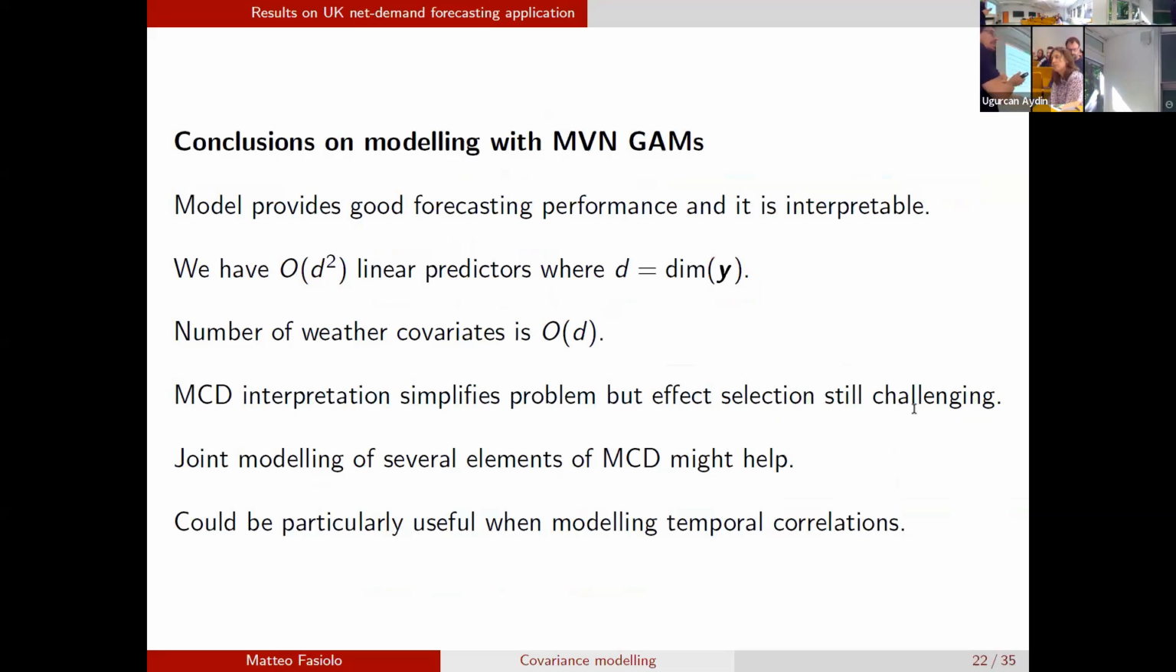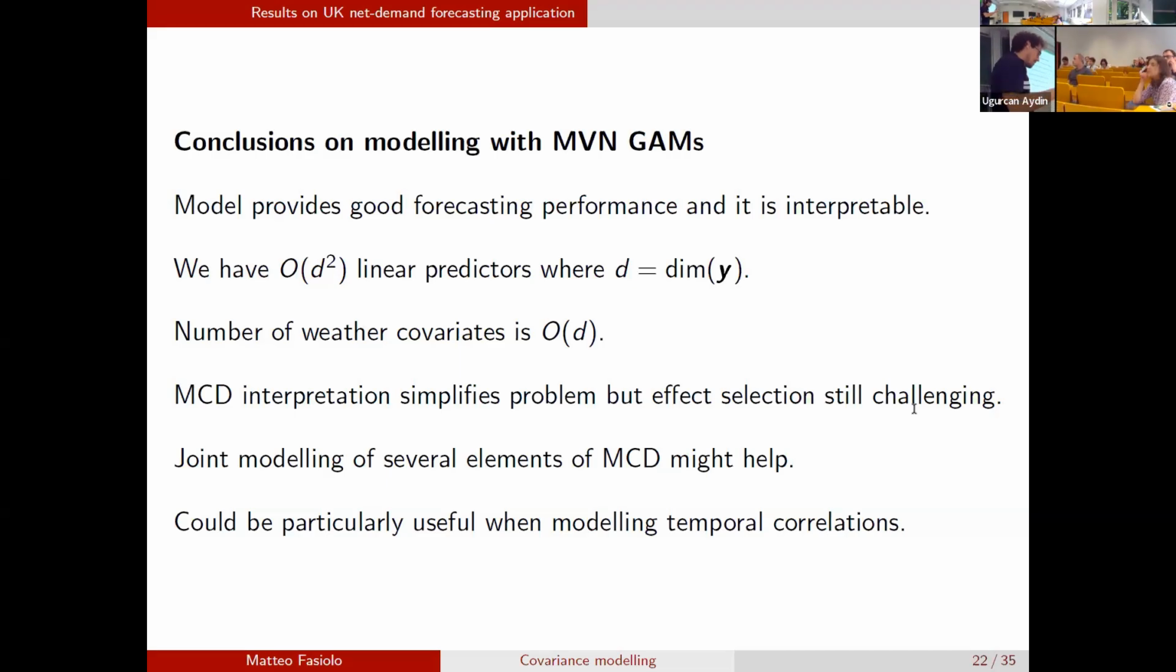The model selection is the biggest issue. If you have the response variable, which in our case is 14, you will have order d squared linear predictors, so additive models that you need to specify. In our case, we also have weather covariates, so temperatures for each region, rainfall for each region. And here the MCD helps us a lot to understand which weather forecast should be used for which elements.